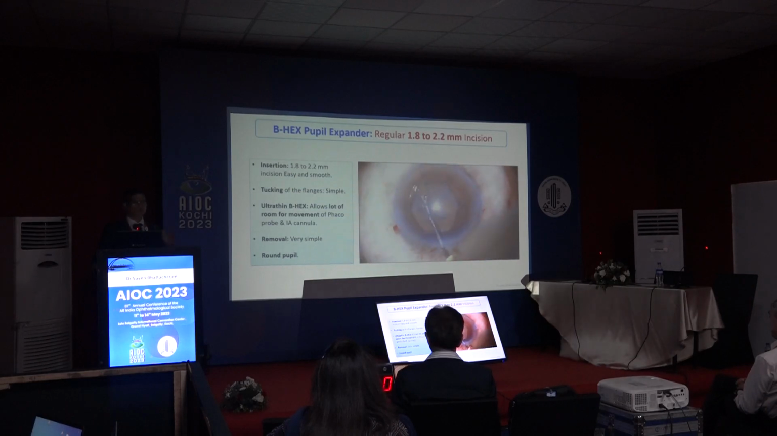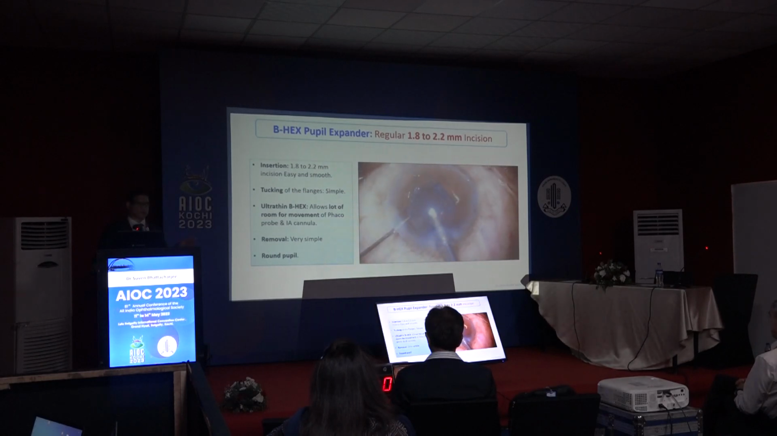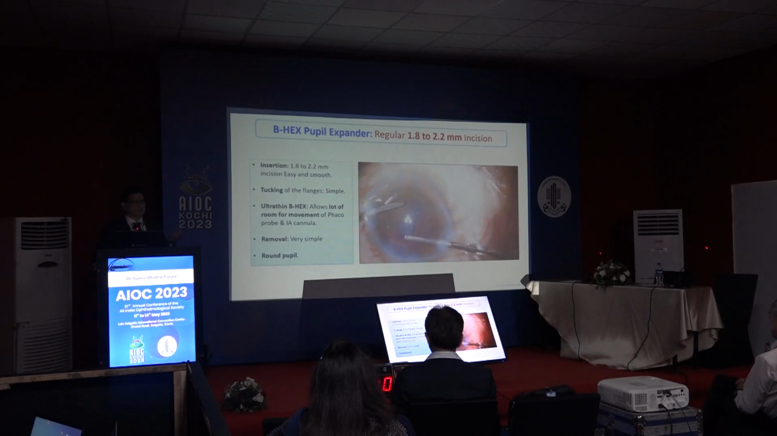And the BX is so thin that it just doesn't come in the way of your phaco probe. I mean, you can move your phaco probe as if there is nothing in the anterior chamber, nothing jutting out. So your phaco probe and IA probe can move freely in the anterior chamber. There's enough room for that. Any other device is pretty bulky actually, and it comes in your way.